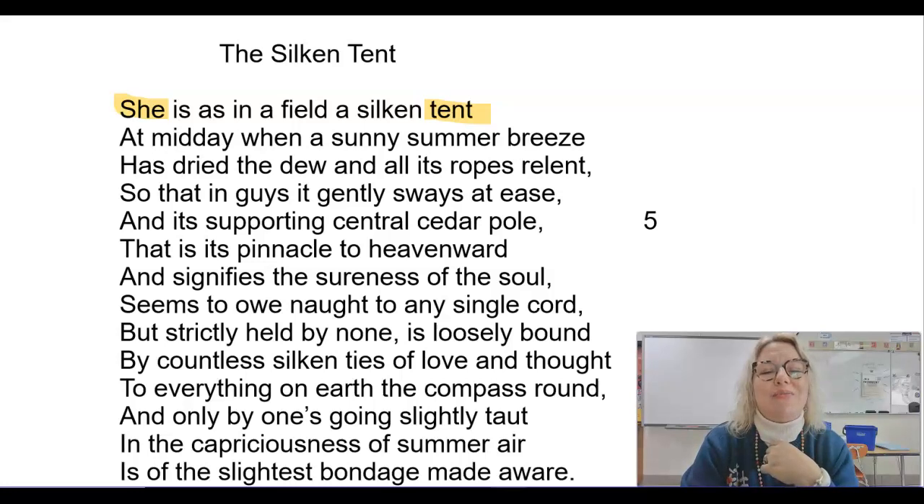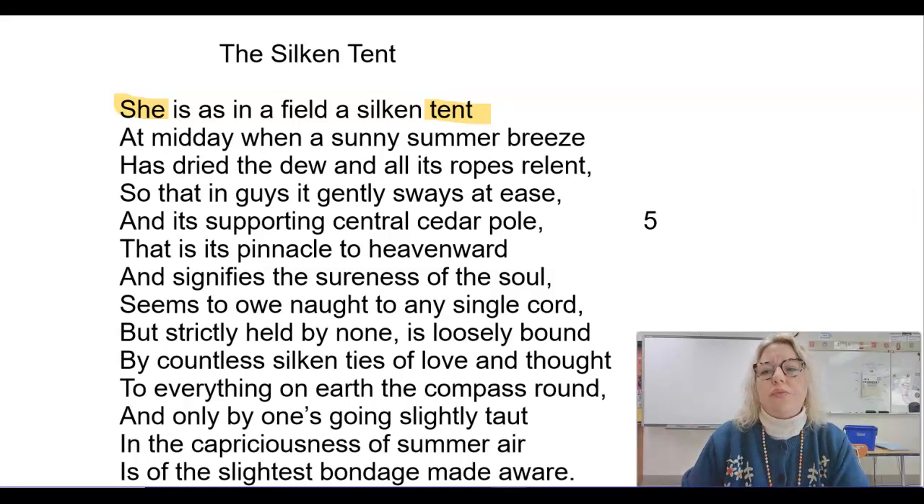So we might read it more like she is as a tent in a field, right? A silken tent in a field. But at any rate, the comparison is between a woman and a silken tent. And then the rest of the poem describes the silken tent with the reader knowing that the comparison has already been made to a woman, and so each item has some larger figurative significance.